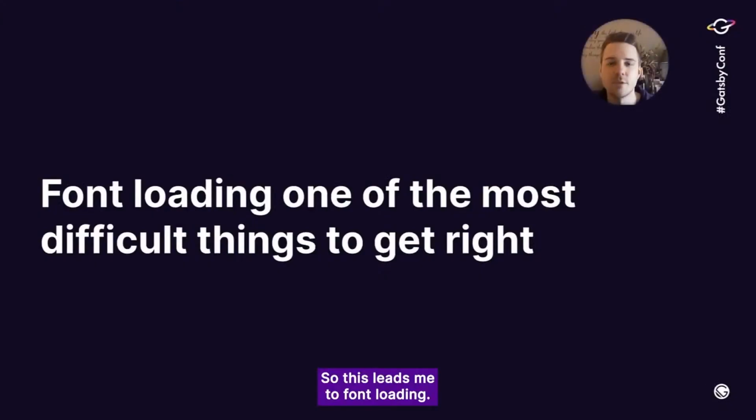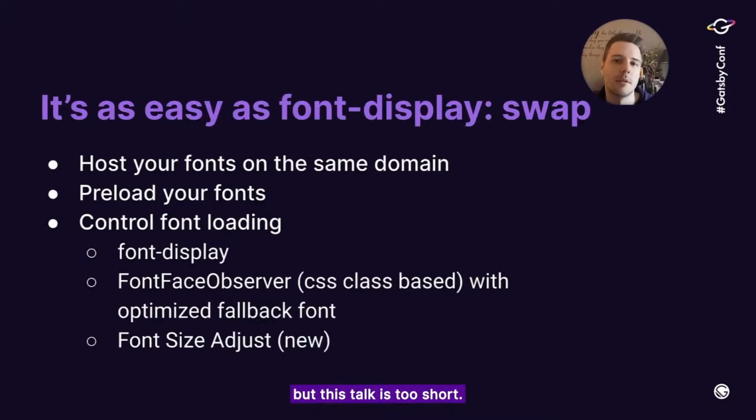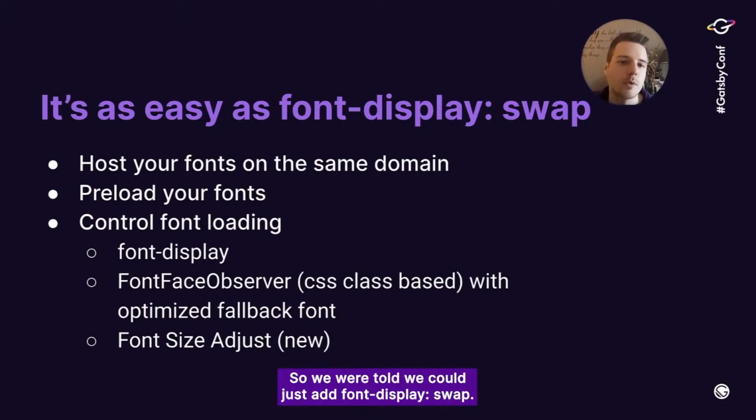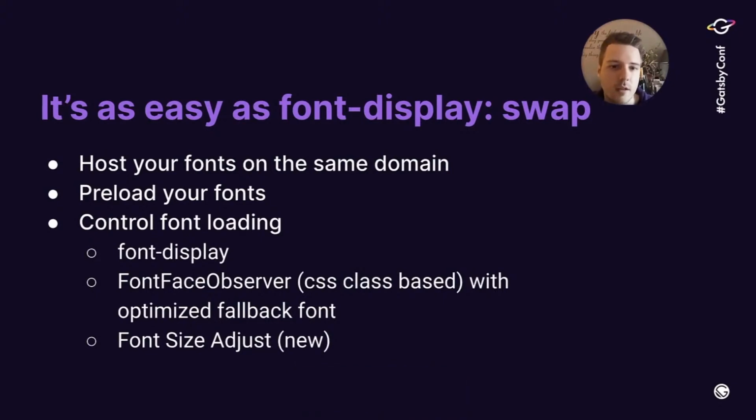So this leads me to font loading, one of the hardest problems to solve in web development. I can talk a lot about font loading, but this talk is too short. So I'll give you a quick summary, and then we will probably publish a blog post soon to explain this more in depth. We were told we could just add font-display: swap, and that's what we did with Gatsby Conf. But that's not enough. We still see layout shift and CLS happen, because font-display only works for font loading.